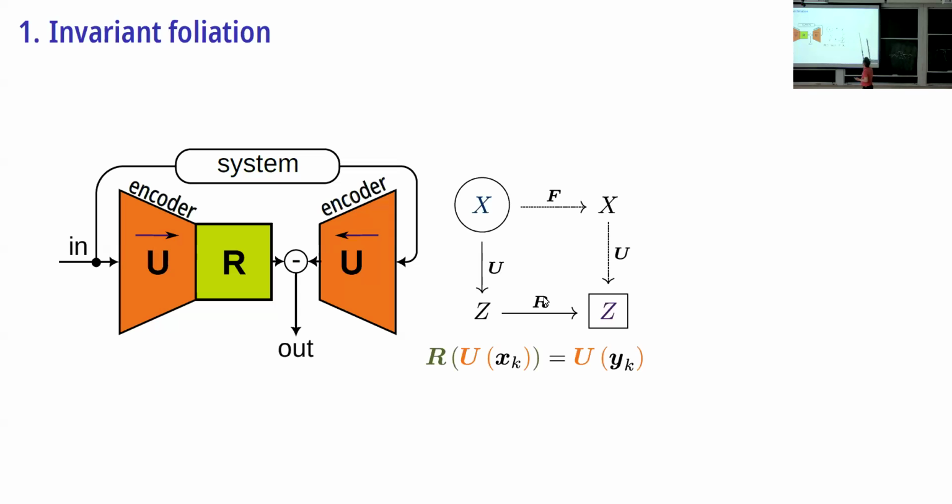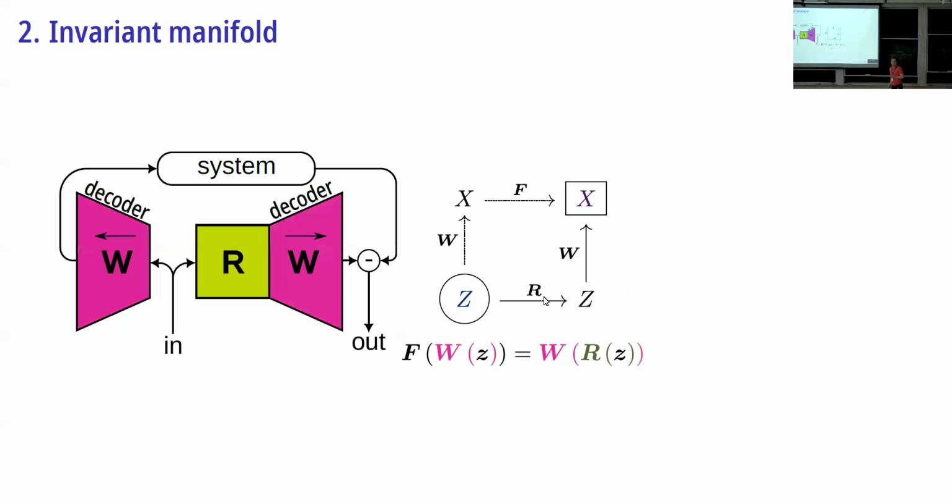So because your system creates this yk, normally this would be f of xk, but you can replace it with yk. And you can feed this directly to your data, basically, the R and U, where U is the encoder. The other one, which is also invariant, the invariant manifold. And this is what you do when you have an equation, and you want to calculate an invariant manifold.